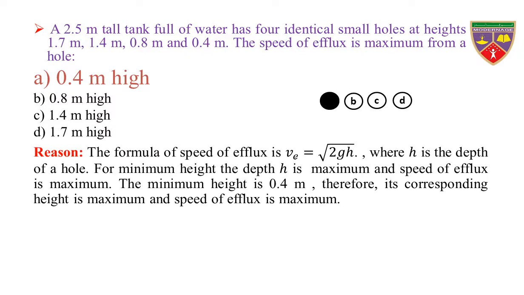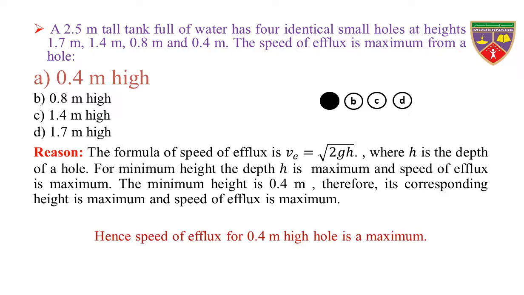Reason: the formula of speed of efflux is Ve is equal to square root 2gh, where h is the depth of a hole. For minimum height, the depth h is maximum and speed of efflux is maximum. The minimum height is 0.4 meter. Therefore, its corresponding depth is maximum and speed of efflux is maximum. Hence, speed of efflux for 0.4 meter high hole is a maximum.